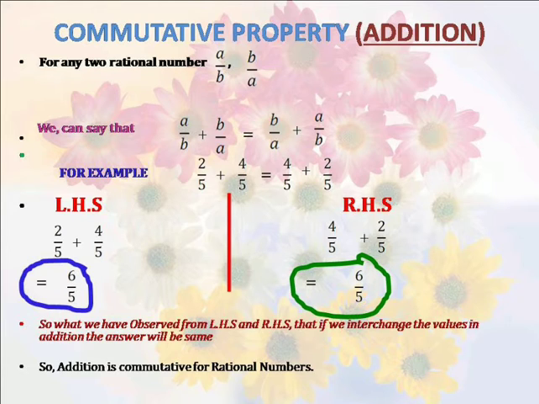You can see LHS and RHS. The values are interchanged. Like in LHS, 2/5 is in first position and 4/5 is in second position. Whereas in RHS, 4/5 is in first position and 2/5 is in second position. Now closely see the answers. Both the answers are same. So we can say that when we are interchanging the values for addition, the answer will be same. It means addition is commutative for rational numbers.